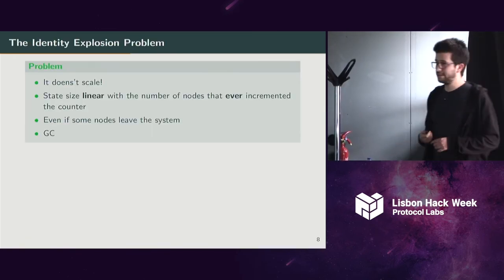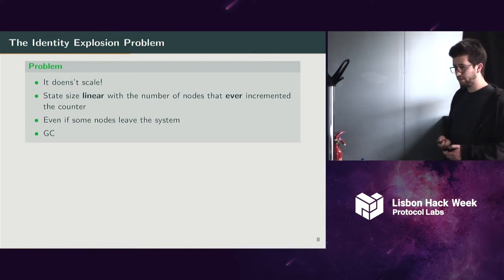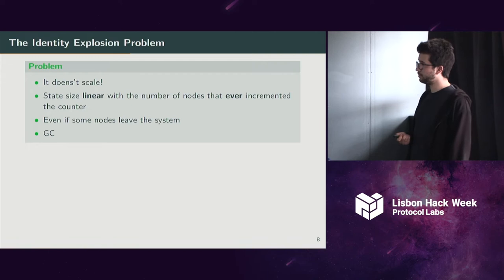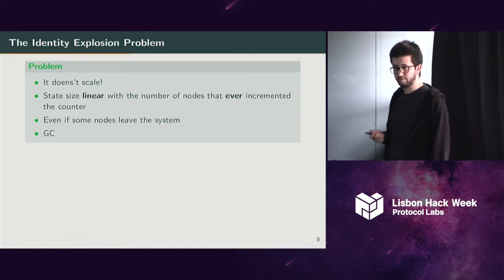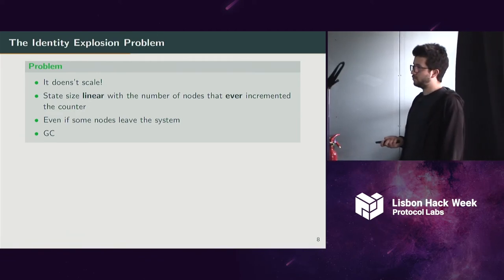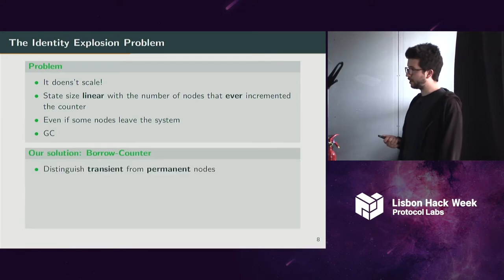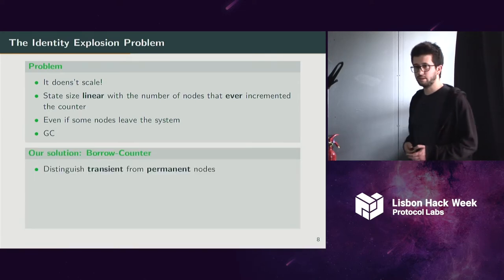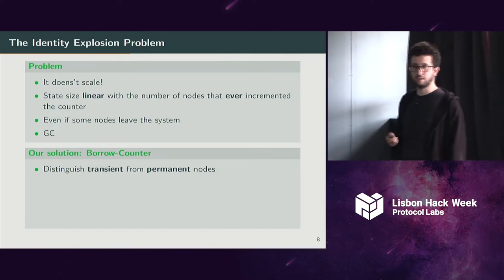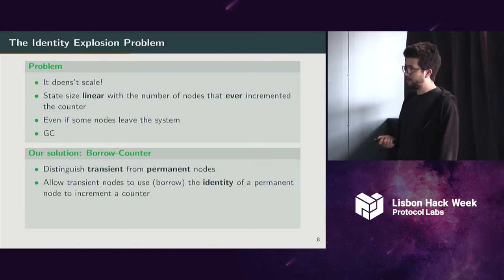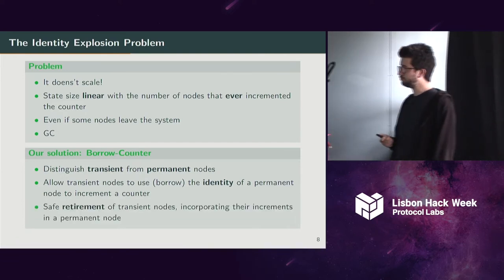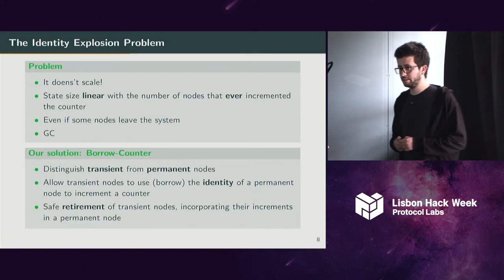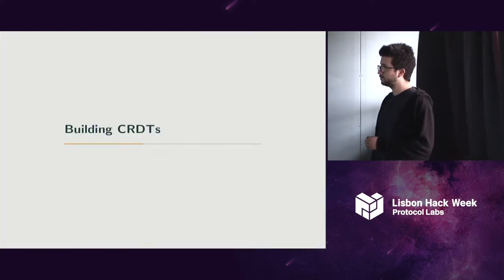Now the problem with this is that it doesn't scale, because we have to keep an entry for all the clients in the system. And our observation was that we need to do this even if some of these nodes leave. So what we're going to do here is to distinguish nodes that are permanent, that are always in the system, from nodes that join and leave. And these transient nodes will borrow the identity of a permanent node to increment a counter. And when they decide to leave, we have a way to do a safe retirement of these nodes, and we'll incorporate their increments in the permanent node.